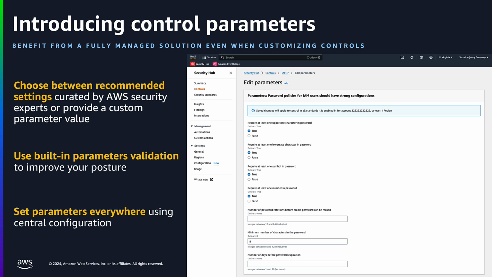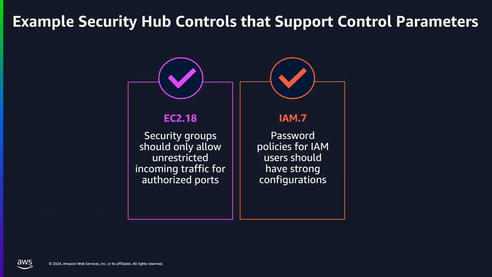At the time of this recording, Security Hub extends customization capabilities in more than 30 controls, enabling customers to more granularly decide what criteria these controls actually check for. For example, the EC2 security group control checks whether a security group allows unrestricted inbound access for specific ports. The IAM password policy control evaluates whether the account password policy for IAM users uses strong configurations. Through control parameters, each of these controls can be adjusted to establish more granular expectations regarding risky ports or strong password policies. I'll be demonstrating how to modify the control parameters for each of these controls in the upcoming demo.